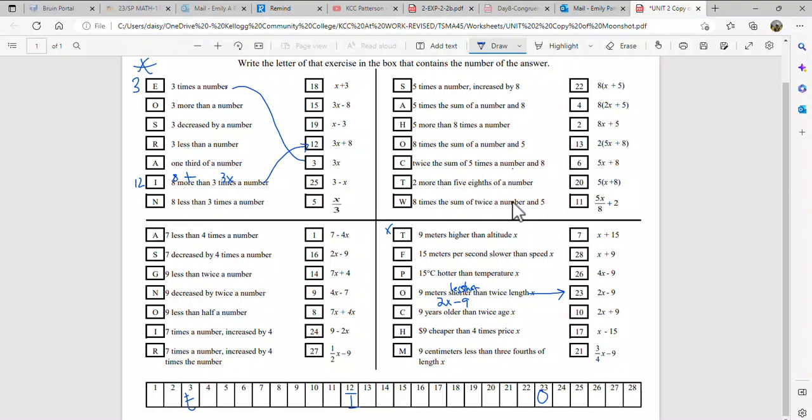Twice the sum, I'm going to go up here to this one, twice the sum of 5 times a number and 8. So twice the sum of 5 times the number and 8. So the sum of 5 times the number and 8. So that's going to be, C is going to be 13. So that's how we're going to do this one.